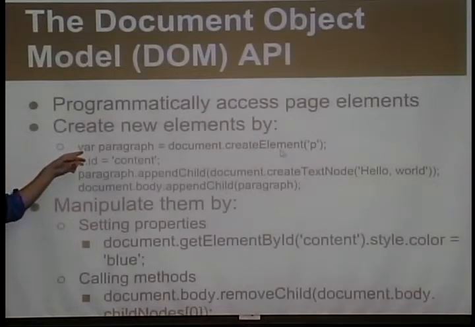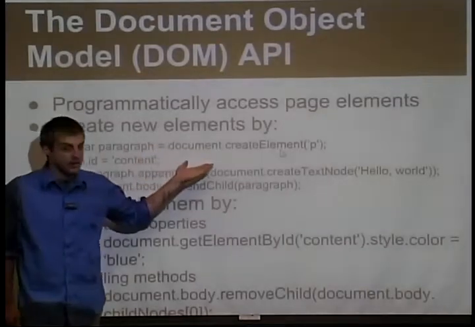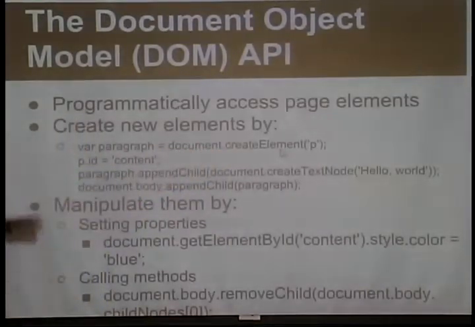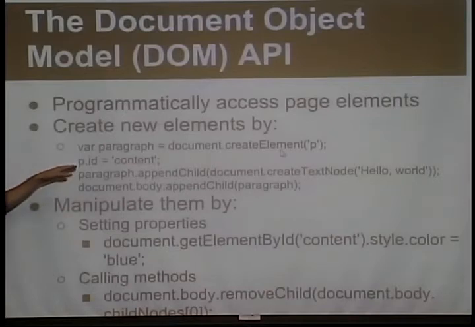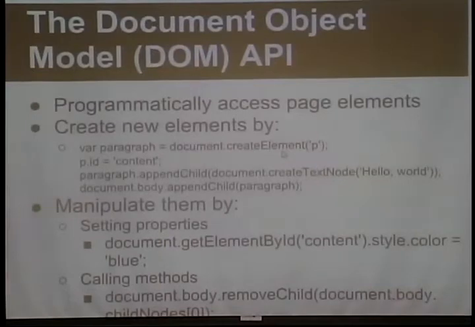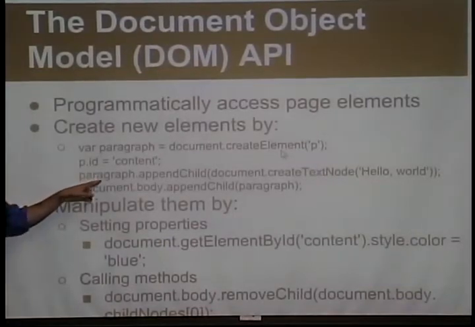Declaring this variable, paragraph, with var, I'm just creating a new element out of document.createElement, and p, that parameter, is the tag name. So I'm creating a p element there. This shows that with the programmatic access you can assign an ID on the fly to this element, just like your ID attribute in your HTML tag. You would just say p.id equals content to that paragraph.